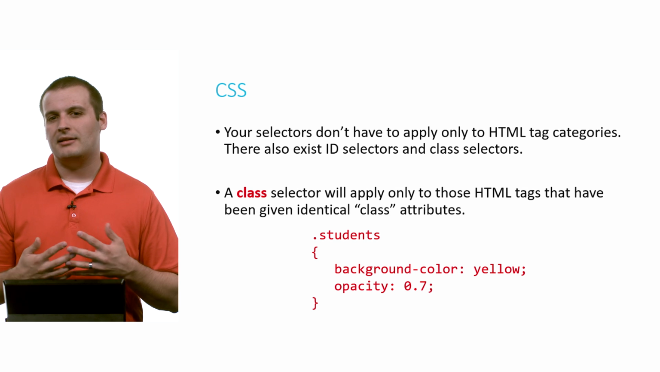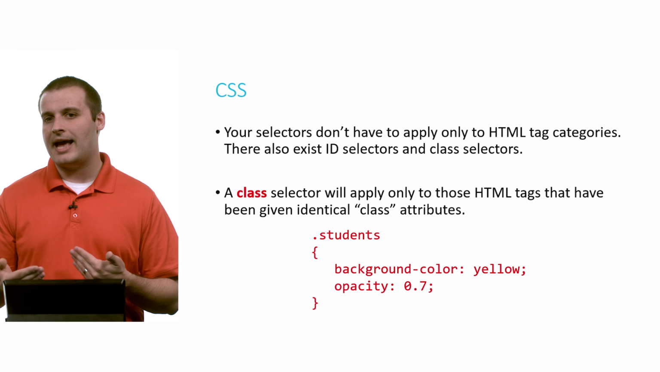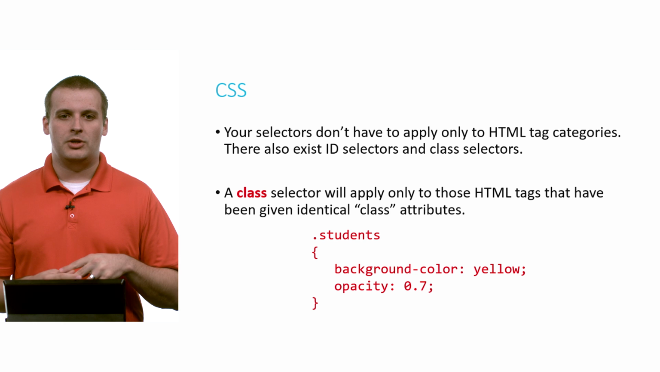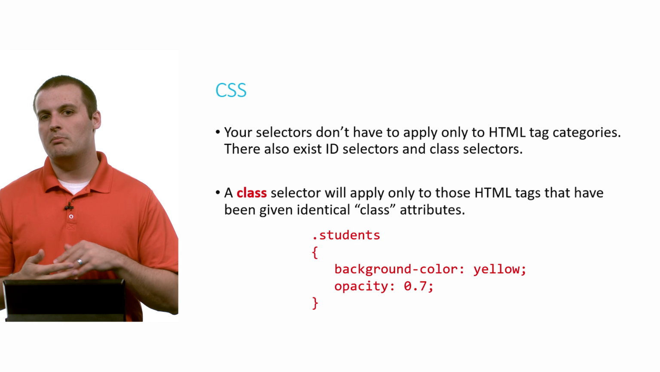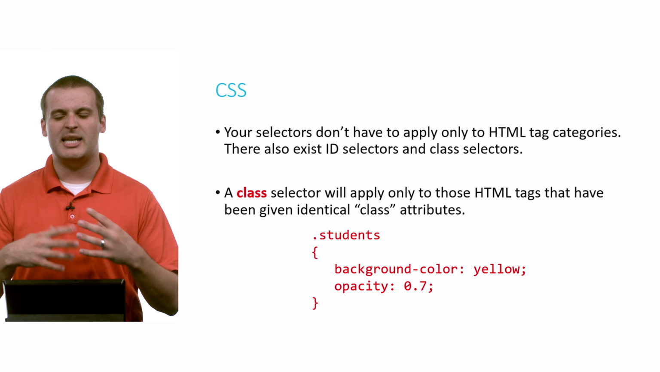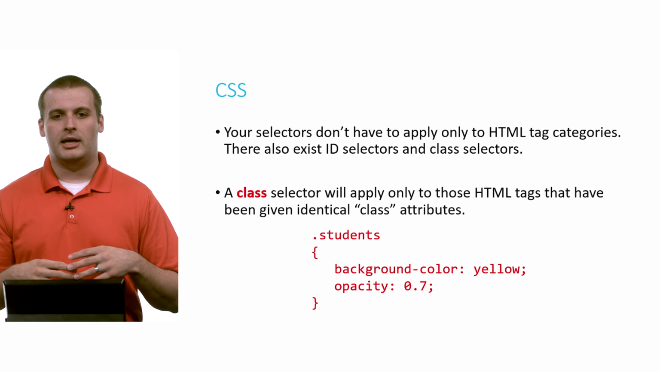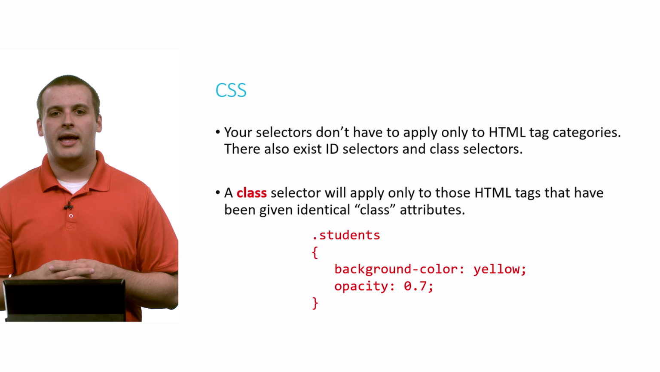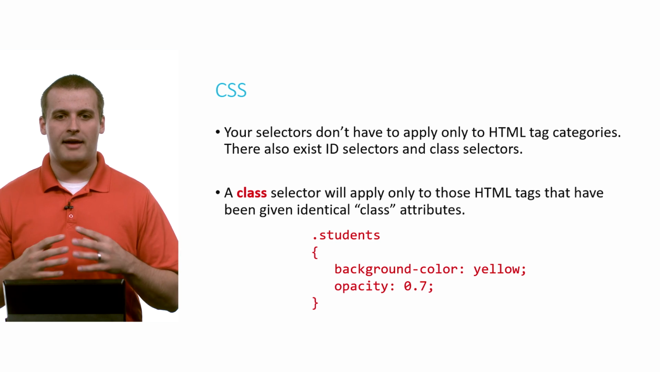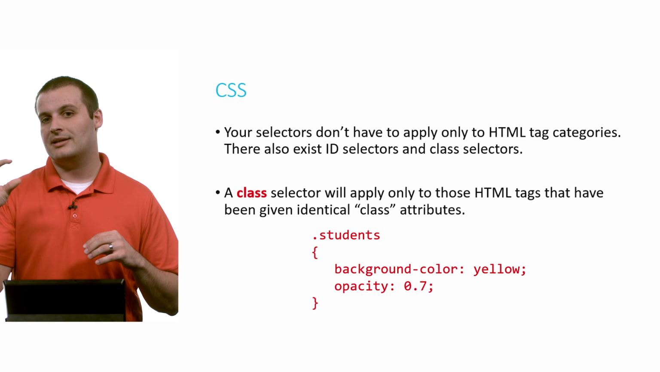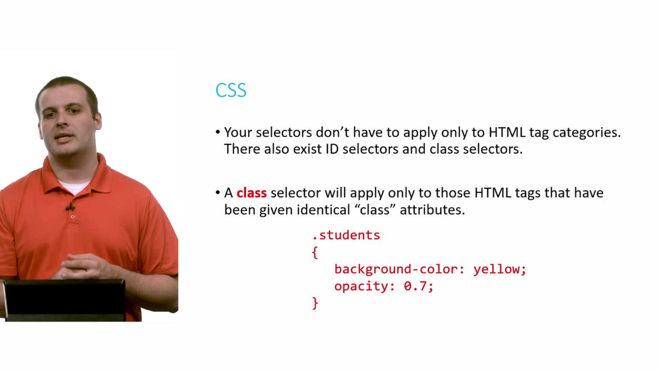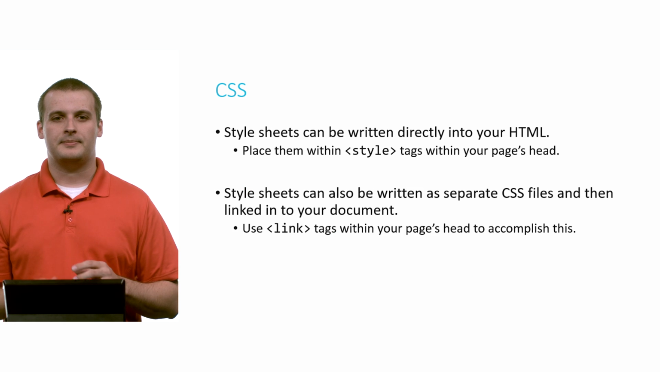You can also do something called a class selector. So in addition to having ID attributes, you can also add a class attribute to HTML tags. And when you use a class attribute, it can be applied to multiple tags. So if you have several things that are similar, maybe you want to say, open tag, class equals students. And then this particular style sheet would apply to every tag whose class is students. In this case, we'd set the background color to yellow, and we'd set opacity, which is a property we didn't talk about, but just deals with how transparent something is, to 70% in this case.